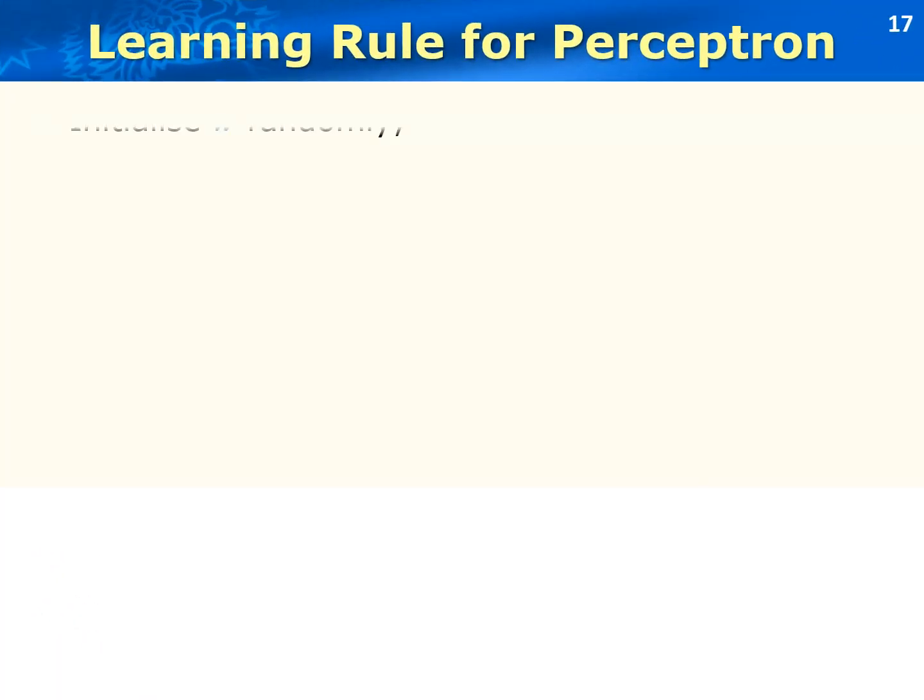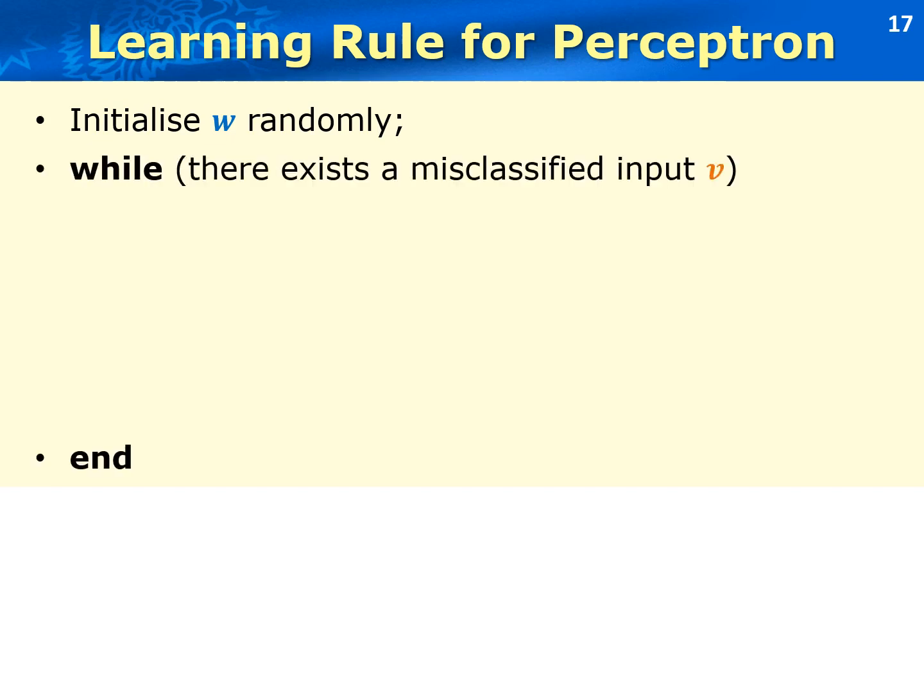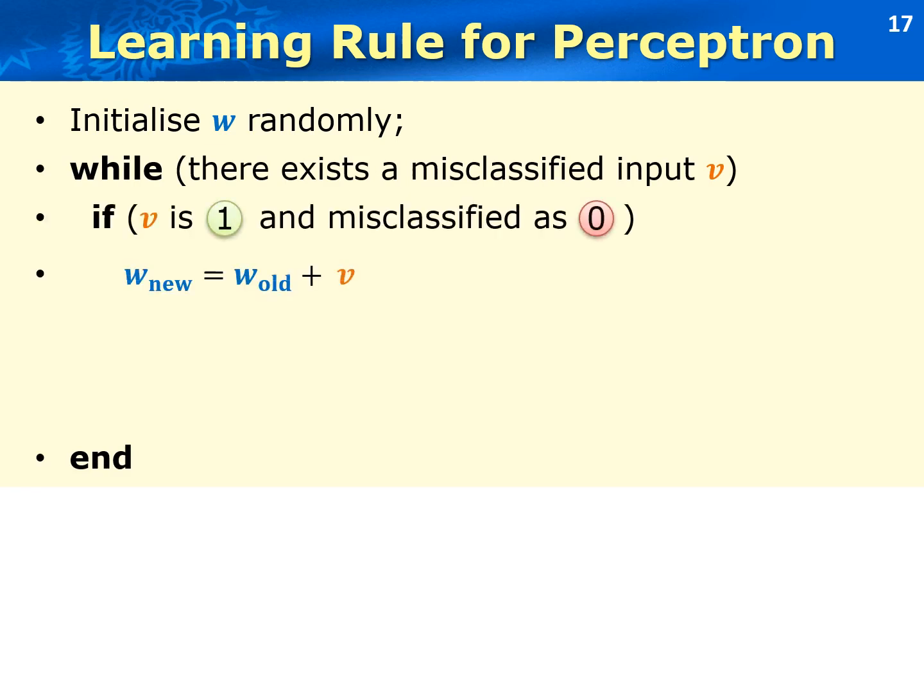Firstly, we initialize W at random to create a plane. When there exists any misclassified input V, the following loop begins. If V is positive but misclassified as negative, that is, the angle between the vector W and V is larger than 90 degrees, then we use the plus learning rule. We add V to old W to get new W.